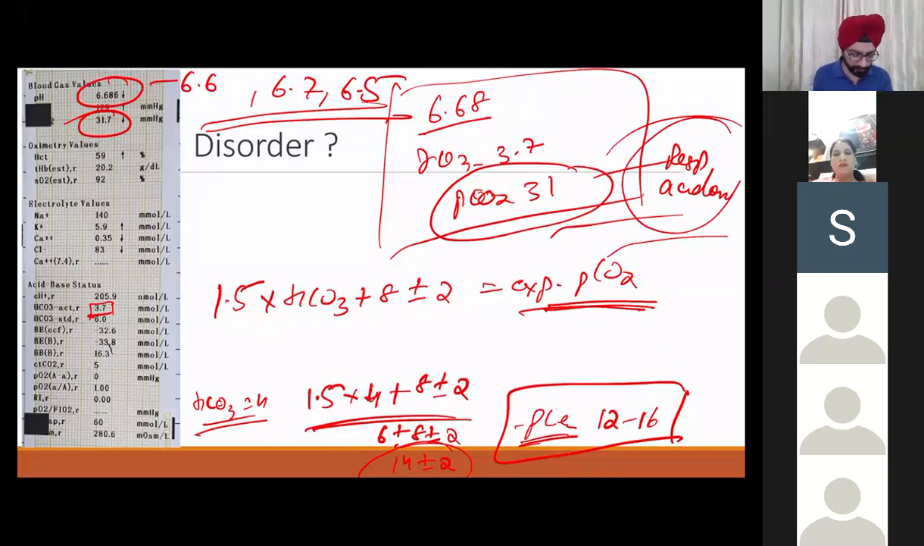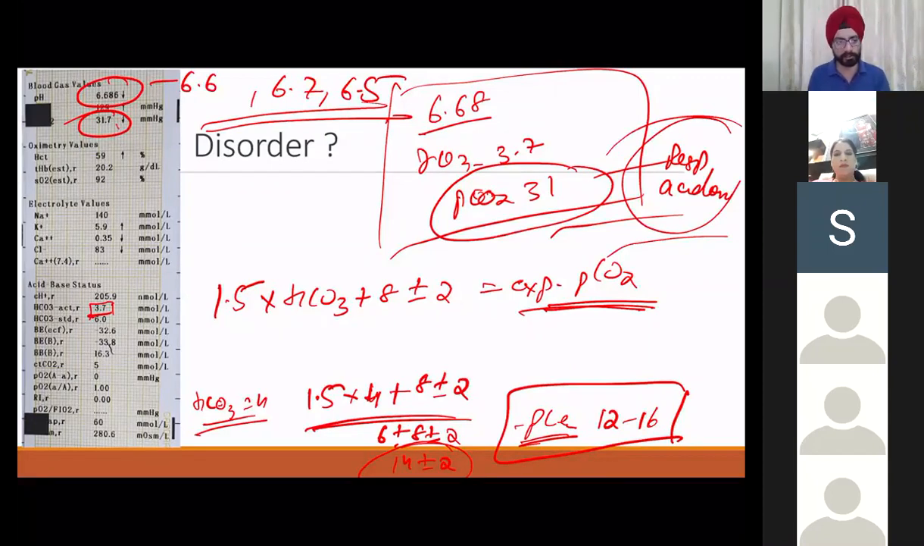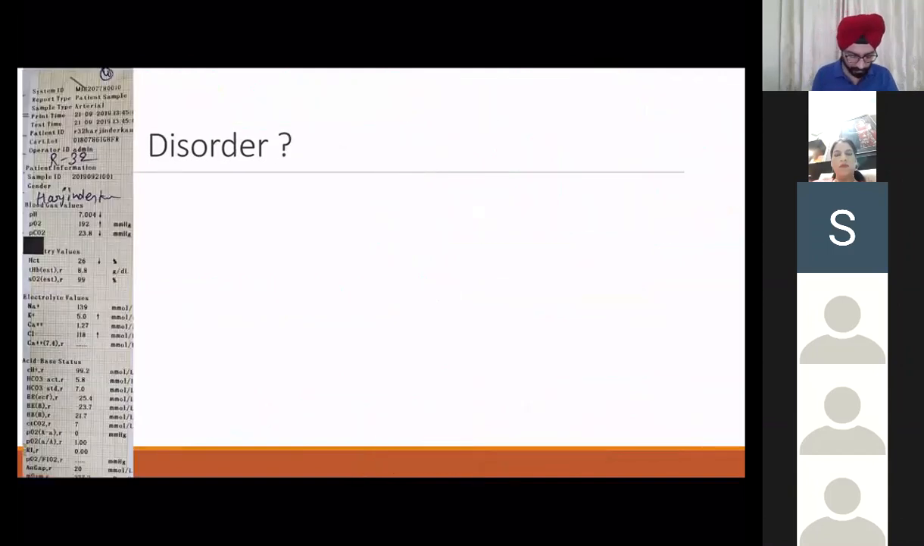Okay, so now you see, even though the CO2 has decreased from 40 to 31, this is still a mixed disorder, and it's a respiratory acidosis and a metabolic acidosis combined. Okay, let's look at another ABG. I've put up a lot of metabolic acidosis because that is the most common disorder you're going to get in your ICUs or emergencies.